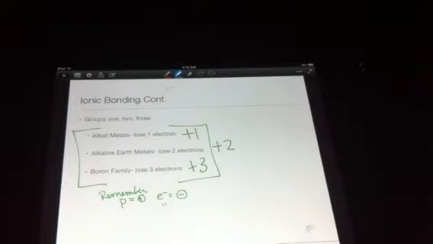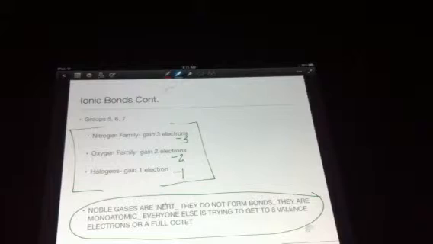Please remember that whenever I lose electrons, I'm losing a negative charge, and so I gain on the positive. I don't change my number of protons in that atom because a proton determines who it is. It just means I have more protons than I do electrons. I'm no longer at ground state. Groups 5, 6, and 7. Group 5 will gain 3 electrons and take up a negative 3 charge. The oxygen family gains 2 electrons, minus 2 charge. Halogens gain 1 electron, minus 1. Noble gases are inert. They do not form bonds. They are monatomic. Everyone else is trying to get 8 valence electrons or a full octet.